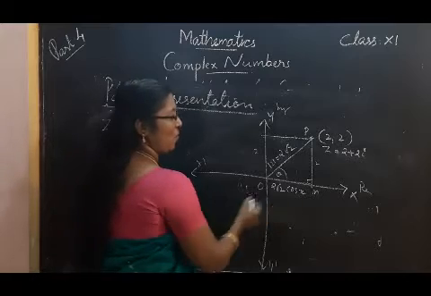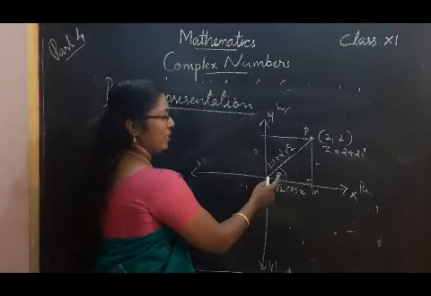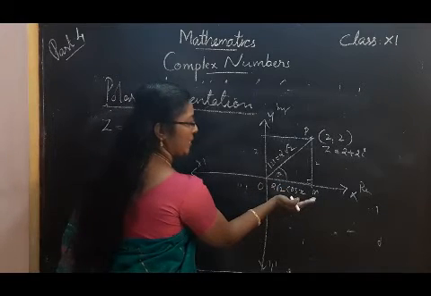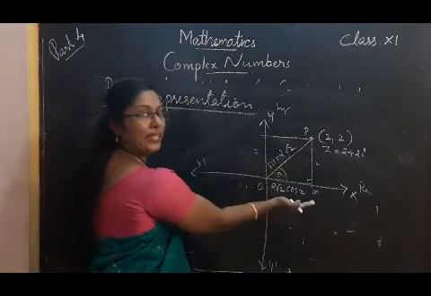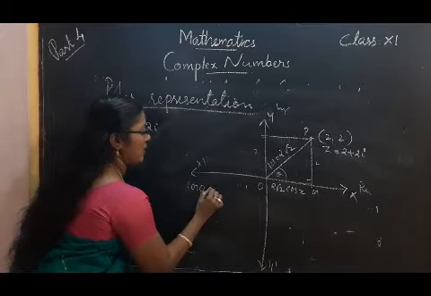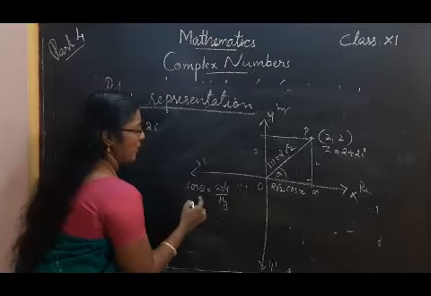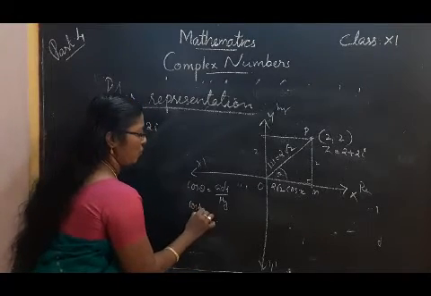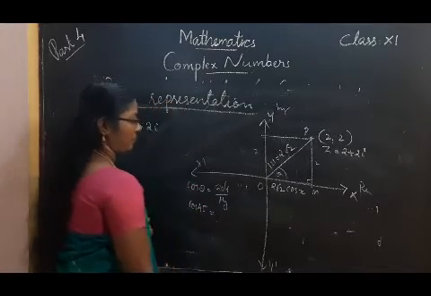Here, what is cos theta? Cos theta, for the acute angle theta, is the adjacent side by the hypotenuse side. Here theta is 45. Cos 45 equals adjacent side over what?